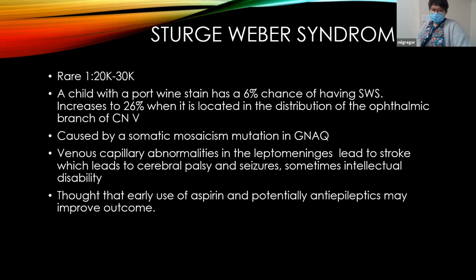So the capillary abnormalities are what lead to the stroke, and the stroke in turn leads to cerebral palsy and seizures. Increasingly, people are trying to treat aggressively with low-dose aspirin and with Keppra, a more benign anti-seizure agent, before any symptoms develop. There does seem to be some indication that that helps at least put off the stroke and possibly limit the degree of disability from the stroke. There's a lot of other interest as far as medications. I don't think any of them have reached the point of being standard recommendations.